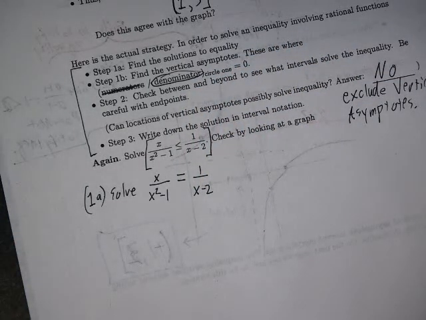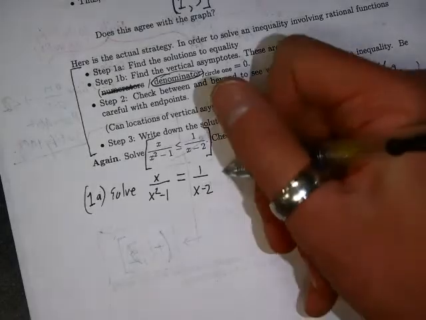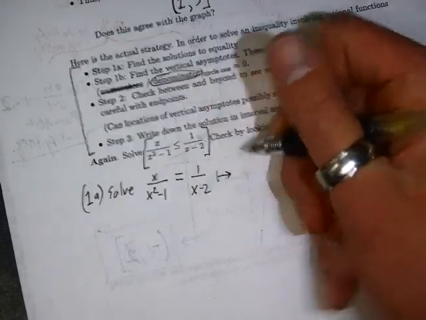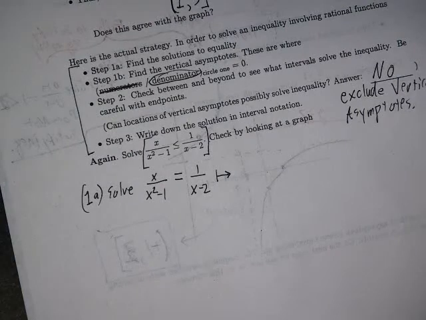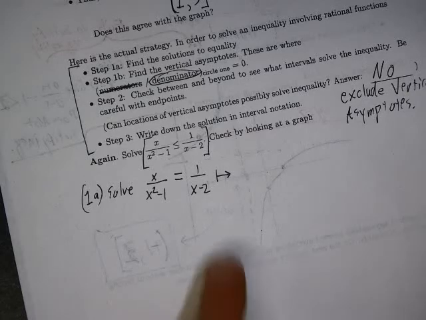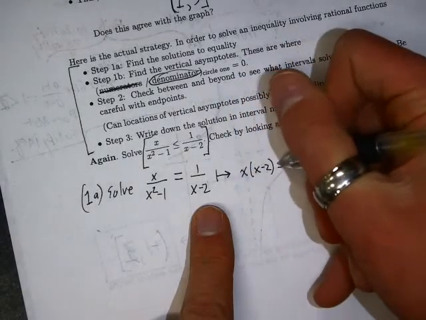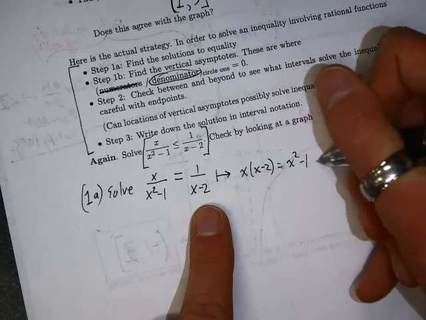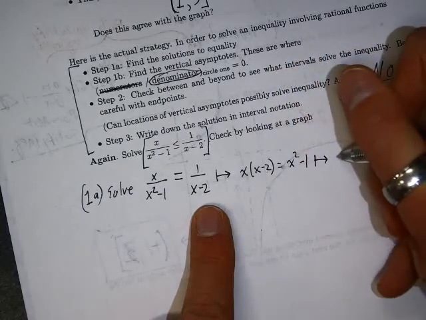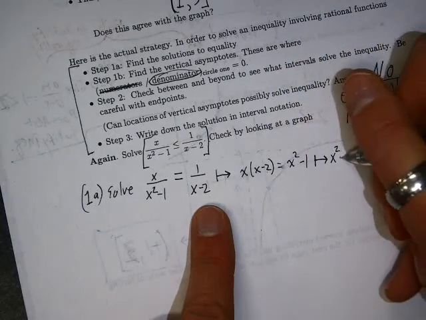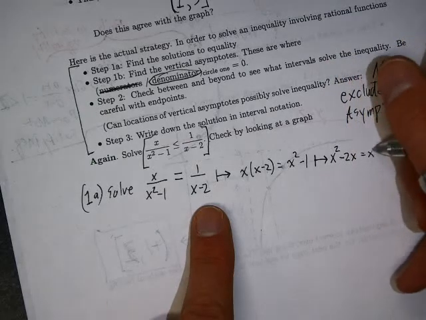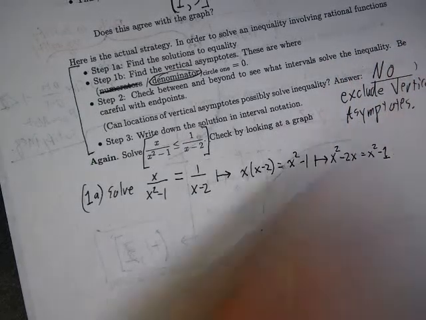All right, well, let's go ahead and solve that. I guess the first thing to notice is it's a fraction on both sides. That's annoying. In order to make it not be so fractiony on both sides, I'll cross multiply. So that'll give me x times x minus 2 is equal to x squared minus 1. That will become, just by distributing, x squared minus 2x is equal to x squared minus 1.